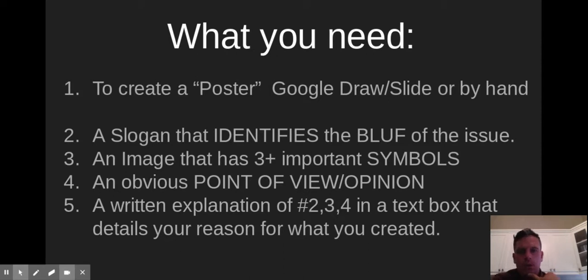What you're going to want to do is create a poster. You can use Google Draw, Google Slides, or do it by hand. I thought it'd be nice to have a break from computers and just do something for real. On your poster, you want a slogan that identifies the bottom line up front. Basically, we want to focus on the impact of that issue. It's going to be a propaganda poster, so you want to convince other colonists to see that issue your way. You want them to recognize what is important about that topic. So you want to have three important symbols as well as a slogan.